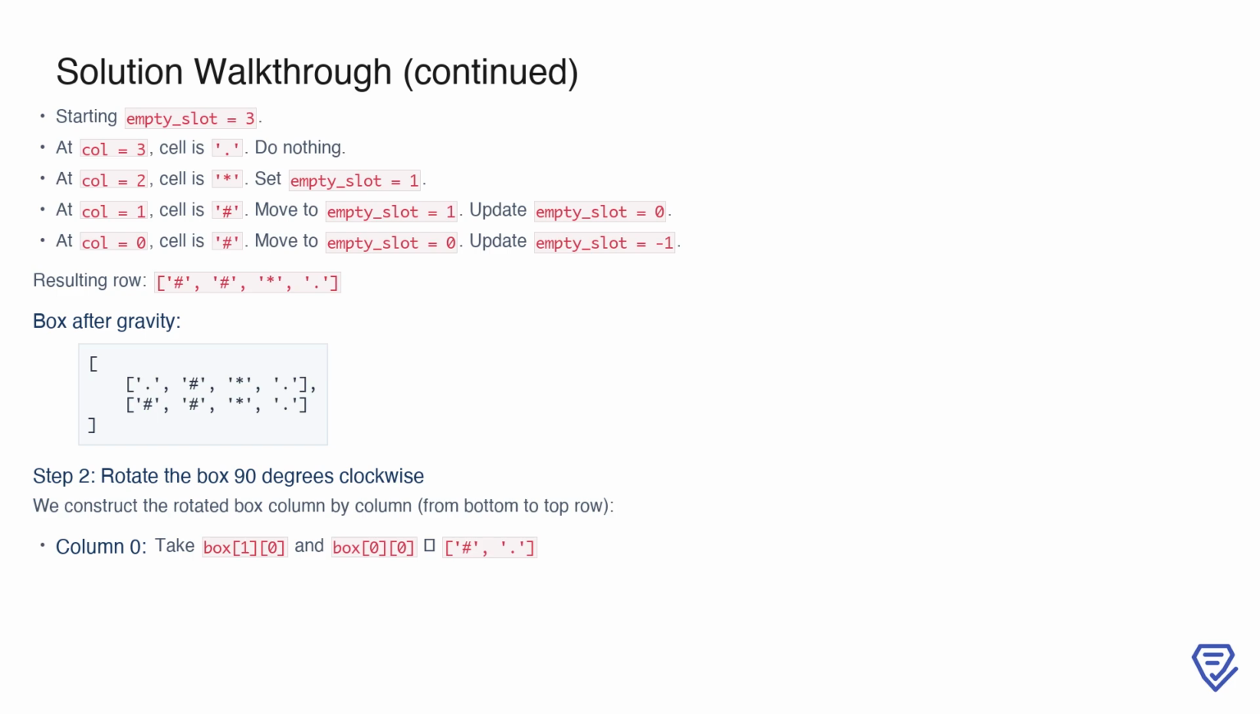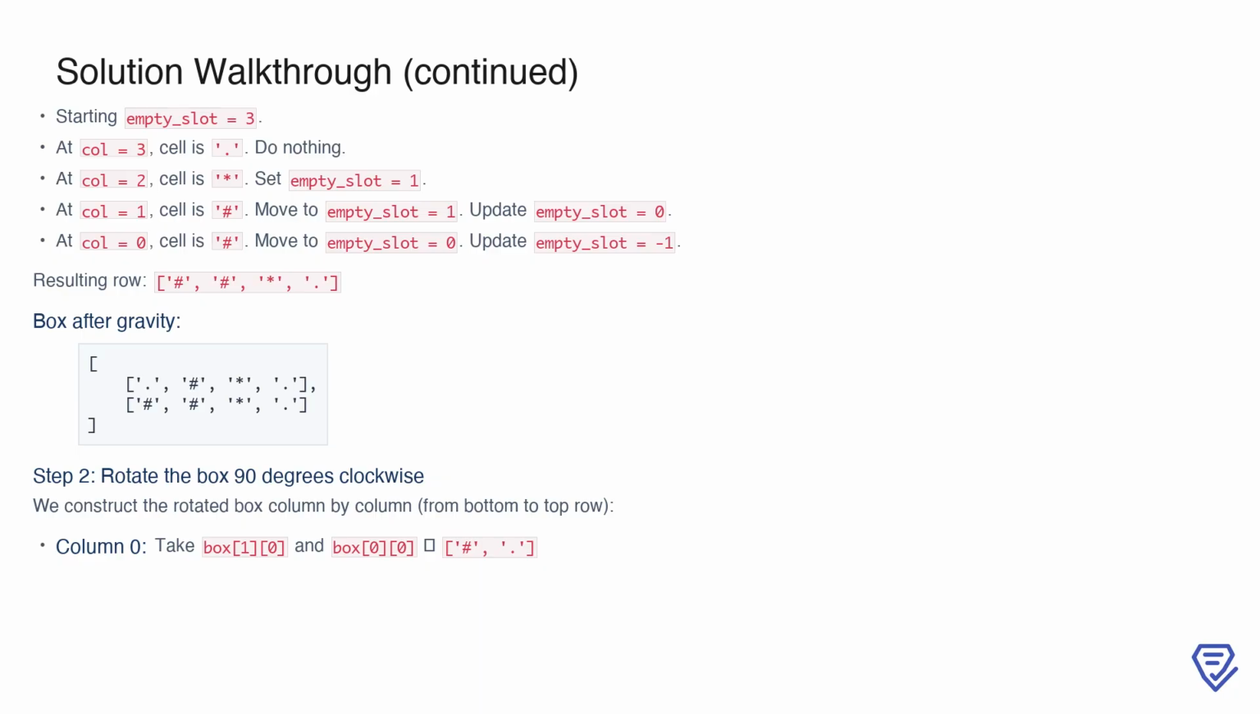This involves constructing the columns of the rotated box by taking elements from the original box in a bottom-to-top order. For column 0, we take the first element from row 2 followed by the first element from row 1, resulting in .#. For column 1, we take the second elements from both rows, resulting in ##. Similarly, for column 2, we gather the third elements, which are both obstacles, to form **. Finally, for column 3, we take the fourth elements, which are both empty spaces, resulting in ... Combining these columns gives us the final rotated box.